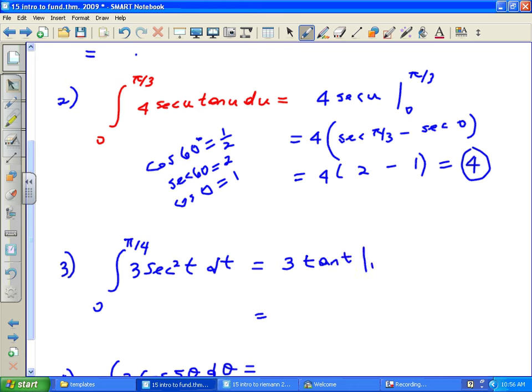And we're going to go from 0 to pi over 4. Pi over 4 is 45 degrees. What do we know about tangent of 45 degrees? That's 1. And tangent of 0 is 0. So the answer will be 3 times 1, or 3.